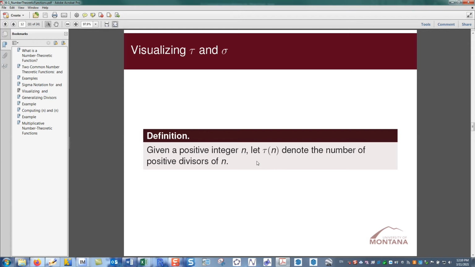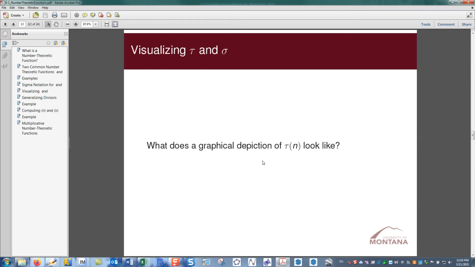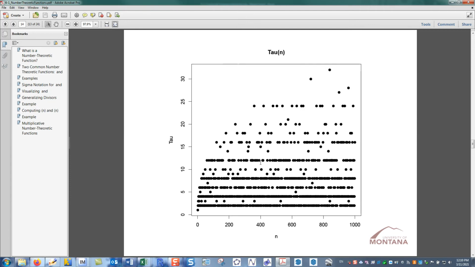Drum roll, please. Oh, sorry, that was kind of anticlimactic. So here's what the graphical depiction of tau of n looks like. It turns out this is what it looks like. I think it's a really fascinating picture. I hope you feel the same.